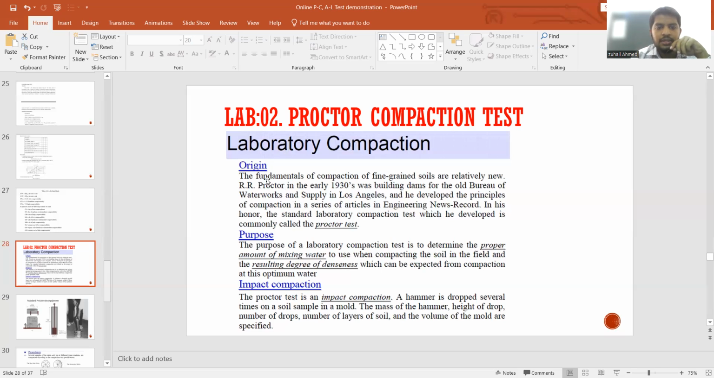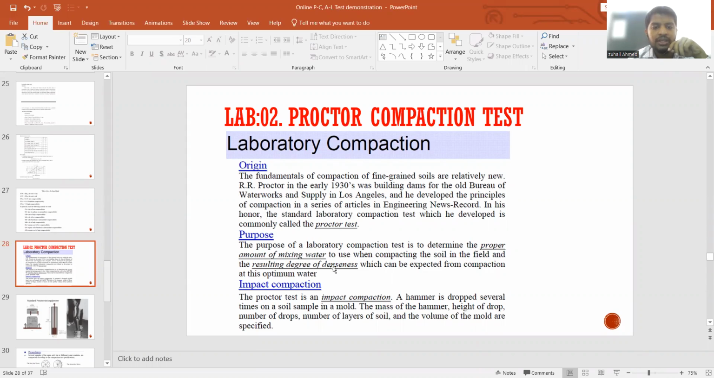Then the origin: it's the fundamental compaction of fine-grained soils. It is relatively new. R.R. Proctor is the person who invented it, so his name comes as the Proctor test. Then the purpose of this laboratory compaction test is to determine the proper amount of mixing water to use when compacting the soil in the field. In the field you must compact. Compaction should be done in most situations in the construction industry, so at that time you want to know the proper amount of mixing water.